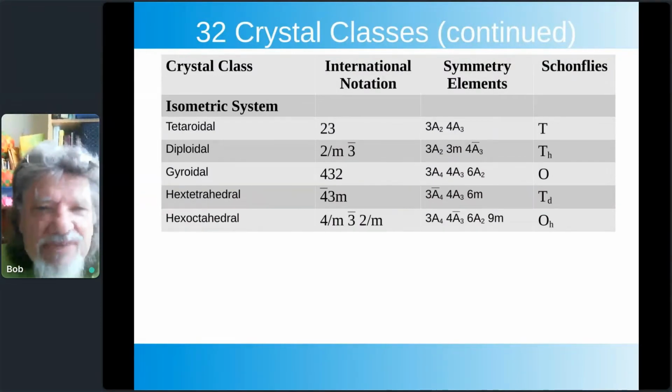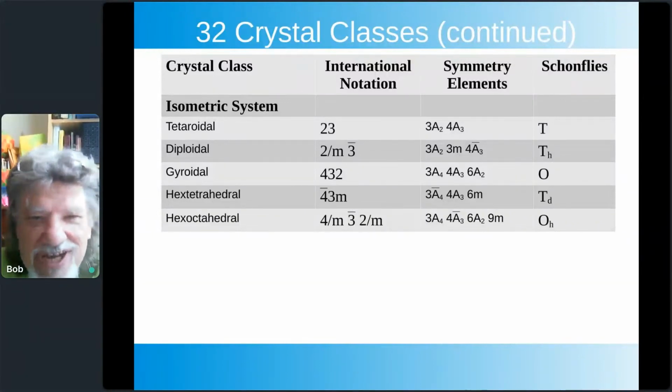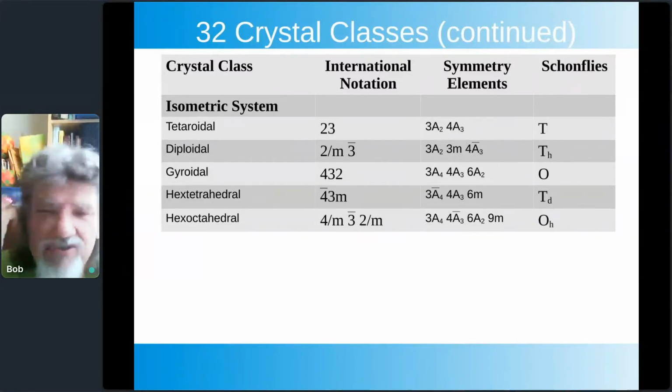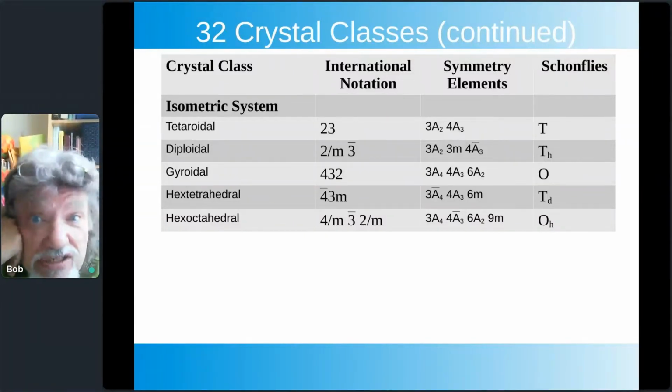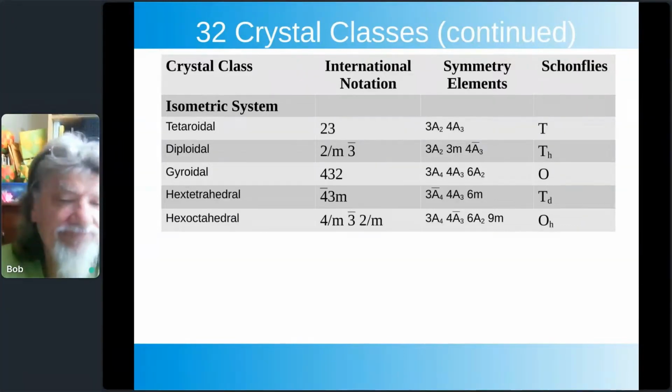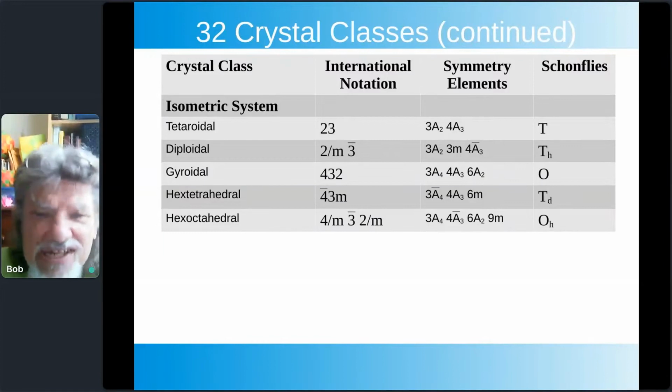Next is the isometric system. The isometric system basically is like a square: everything looks the same in every direction. X, Y, and Z, you rotate it, you get basically the same thing. It's characterized by having a threefold axis combined with some other stuff, usually a four, or in this case, a two. We're going to be spending a lot of time looking at this. The gyroidal one is the snub, and we've got a tetrahedral here. But the hexoctahedral, that's the cube.